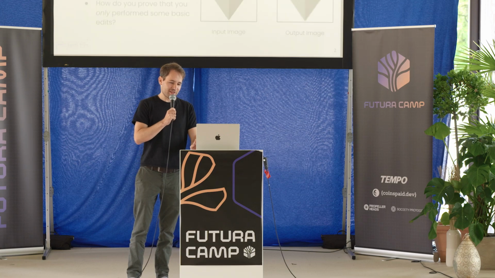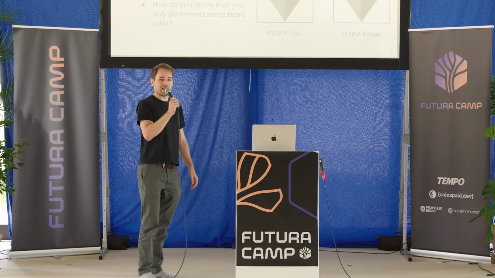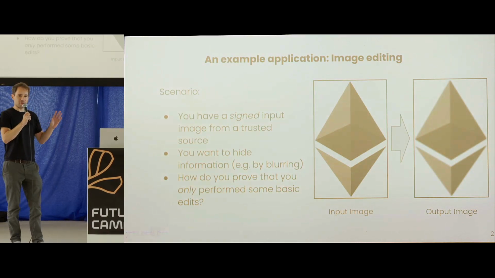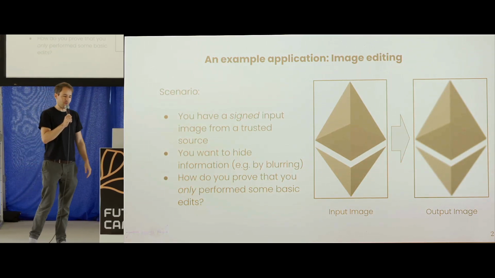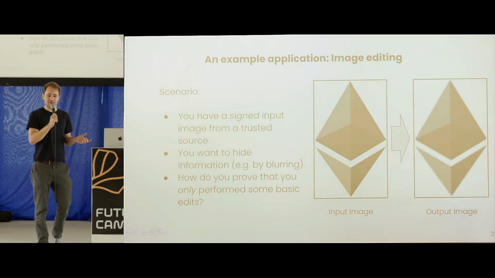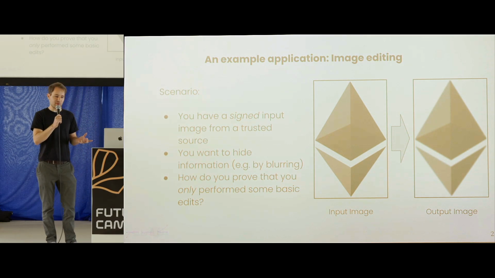So let's talk about an example application. Let's say your application is that you want to prove that you've edited some image. Let's say you've blurred some image. Why would you want to do it? Because maybe the input image is signed. Maybe it comes from an attested sensor or some camera that signs the image.